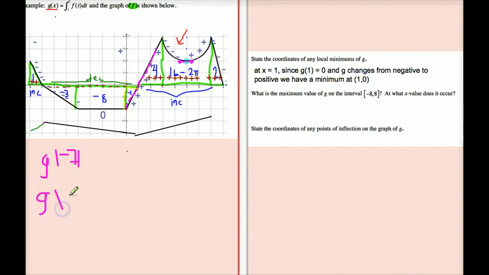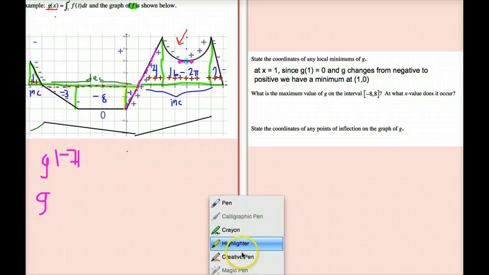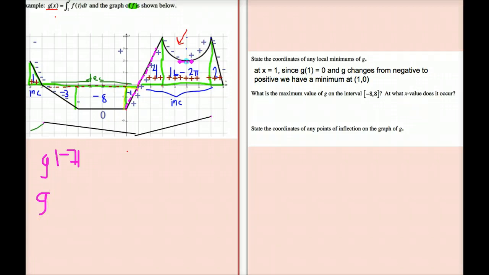Let me use a pen. I see that this also happens at g of 8. No wonder it looked like that. Well, we actually have the answer for g of 8. The answer for g of 8 from our previous problem was 22 minus 2 pi.